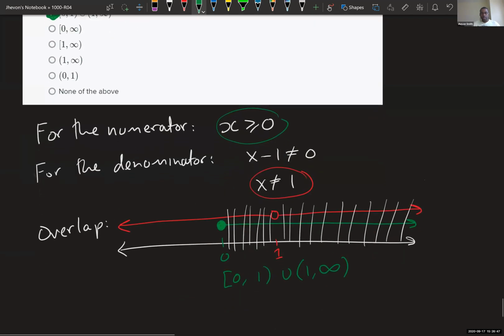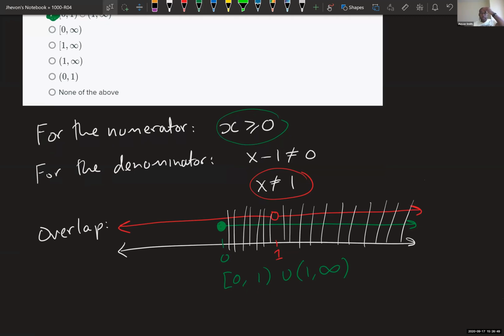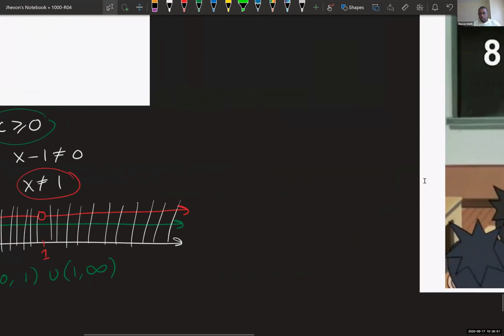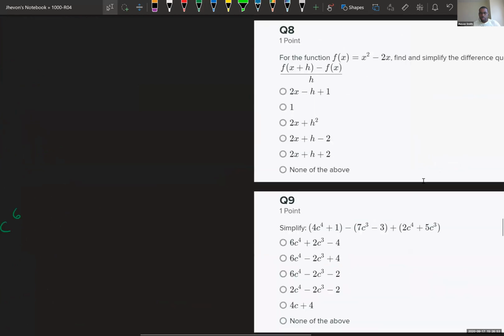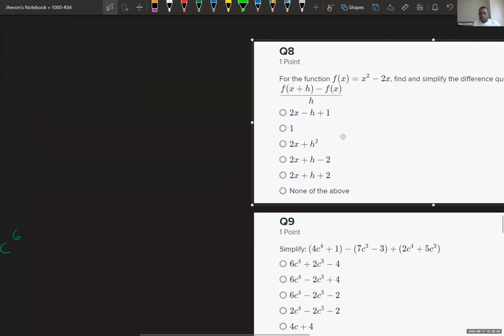Are we getting it? Are we understanding the principle here? Figure out the individual domain pieces and then find their overlap.